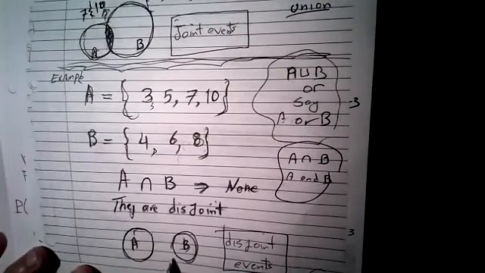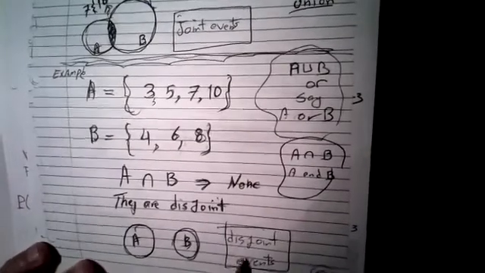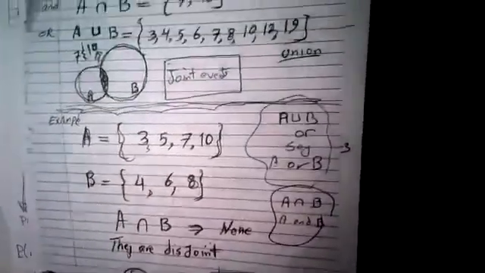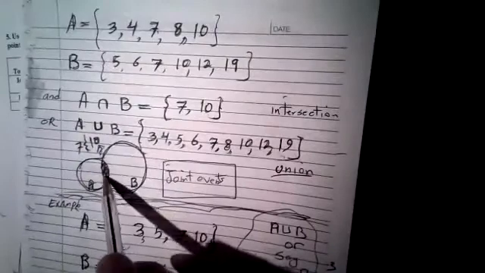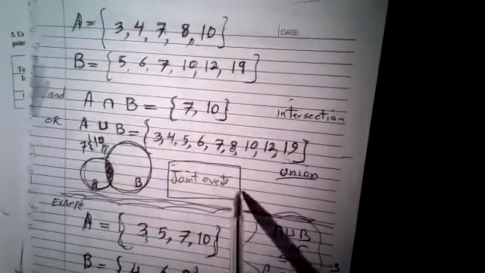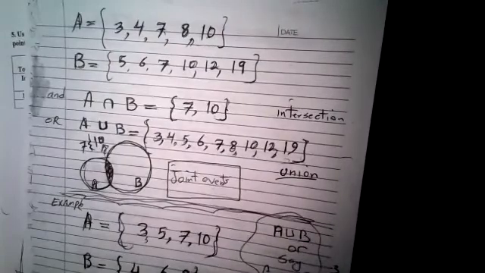This is an example of what they call disjoint events. They are disjoint. But here, since they have a common area, they call it joint events. These two events are joint events. All right.